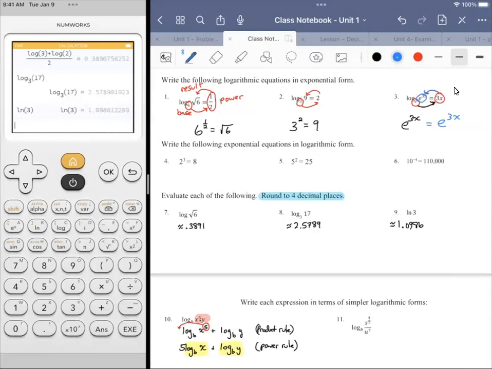Now, going from exponential to log form, I guess you could use a circular pattern, but what I like to do is first establish where the base is going to be, because the base of an exponential and the base of a logarithm are always going to be the same. All right, so I have a base 2 here for the exponential. So that means I'm going to have a log with a base of 2.